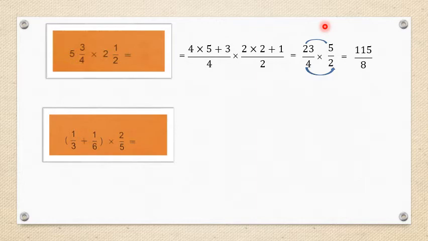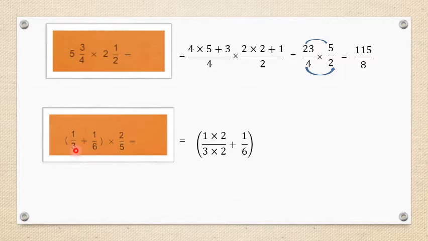Now 1 over 3 plus 1 over 6, times 2 over 5. According to PEMDAS rules, the parenthesis here has more priority than multiplication. So, how to find a common denominator between 3 and 6?